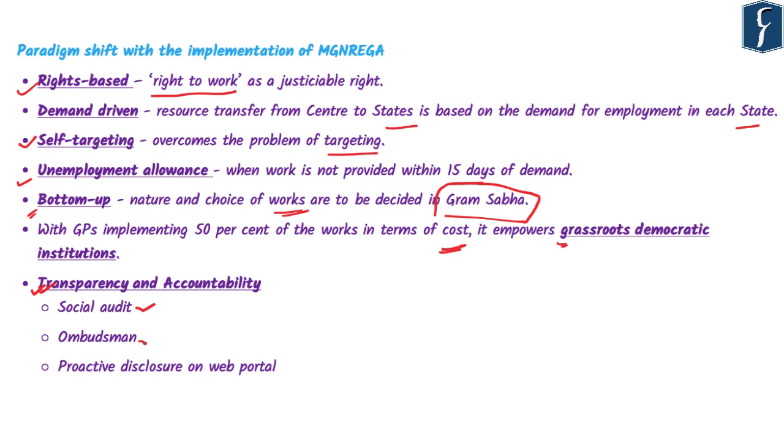For example, there is a mandatory provision of social audit. There is also a provision of an ombudsman system because CAG does not audit MGNREGA, and the Mahatma Gandhi National Rural Employment Guarantee Act also asks the state government to proactively disclose all the information on the web portal. And that's how we have got the information that 1.9 lakh people have got employment so far under NREGA.